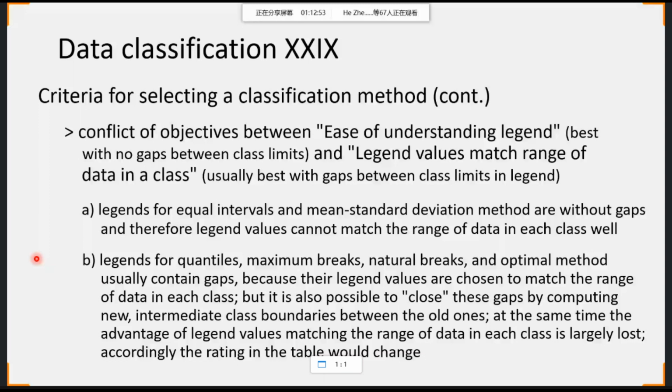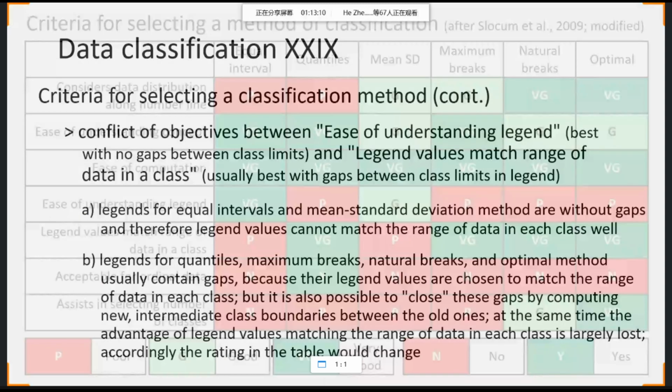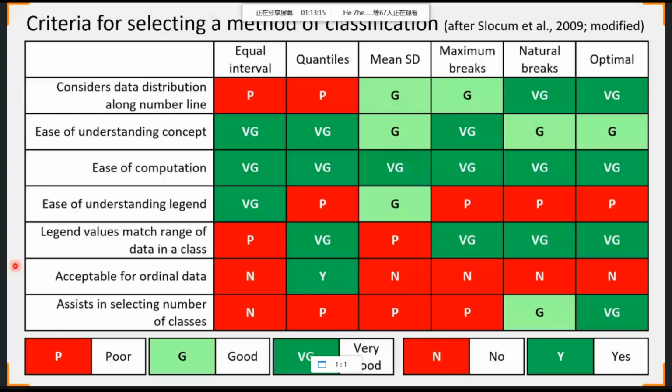If you produce a map, a visualization, and you need such a classification, you always have to think about the users. Are they familiar with the methods or not? Is it a problem for them to have gaps in the legend or not? And this then is the final rating here of the different methods for different criteria. And of course, we can use these criteria then for selecting a method of classification.